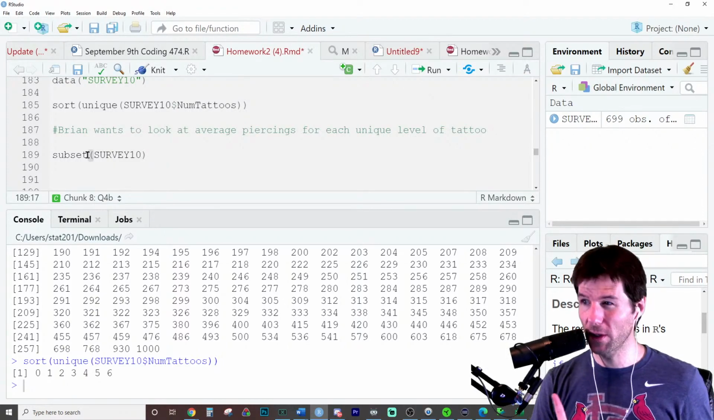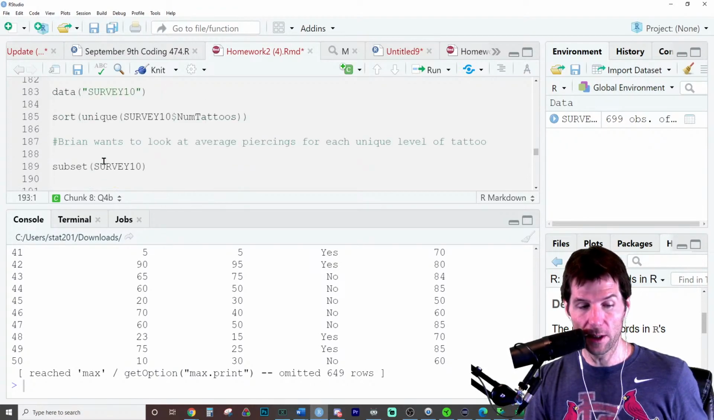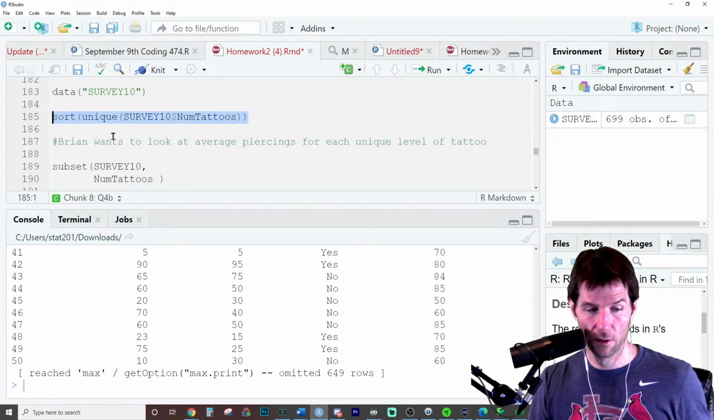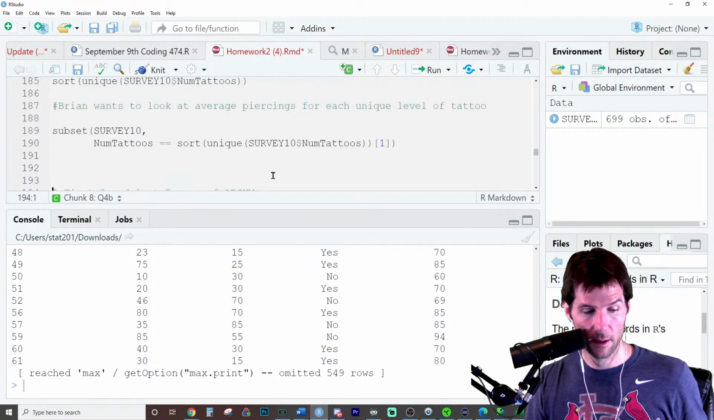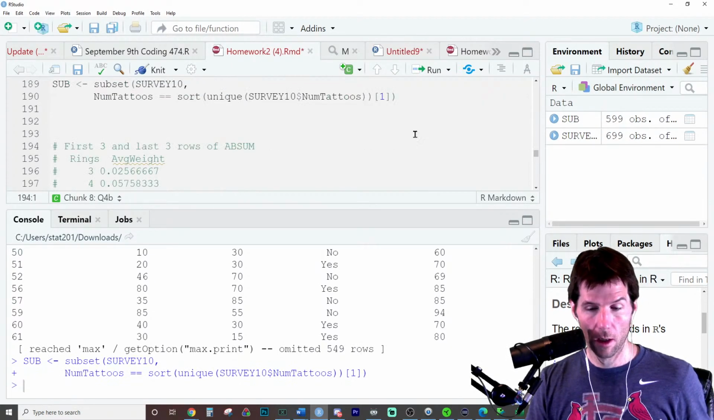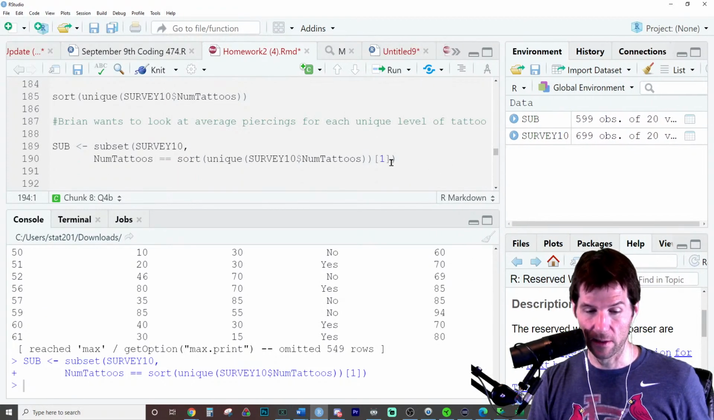And check this out. This is where it's going to get a little bit interesting. Remember, this will just take all the data right now. But watch this. If we go here to num tattoos, well, we want to go to num tattoos equals. Now, this is where, hopefully, and let's take a look. Let's call this sub. Wow, it's a lot of people. Makes sense, though.